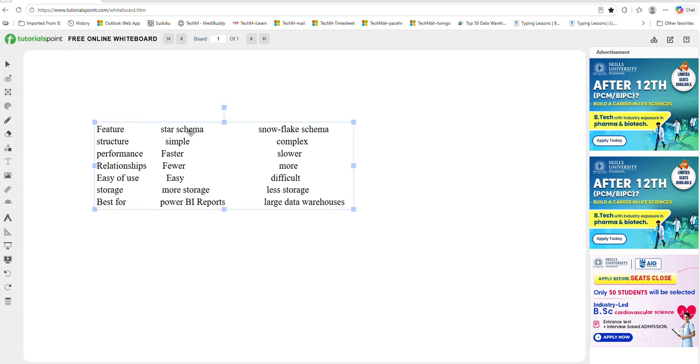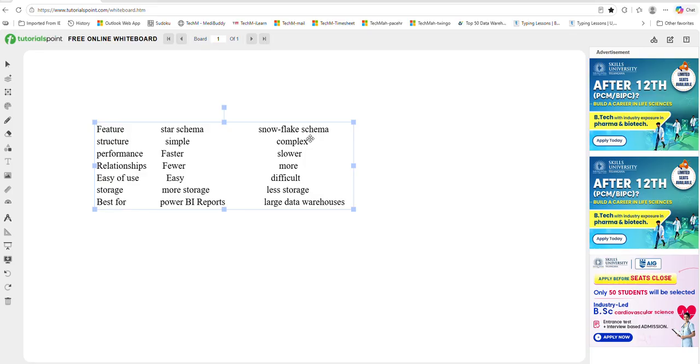Star schema is ideal for Power BI reports because it gives better performance, easy relationships, and faster dashboards. That's why we take star schema in our Power BI projects. Data transformation is also very simple in star schema compared to the Snowflake schema.